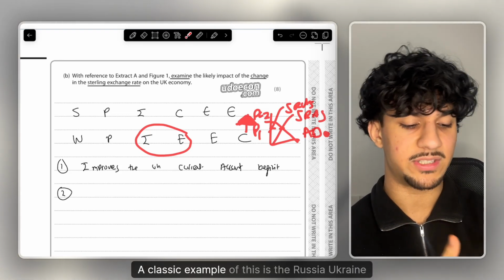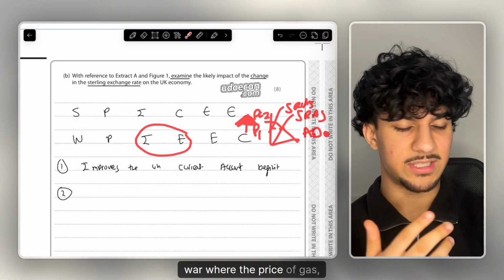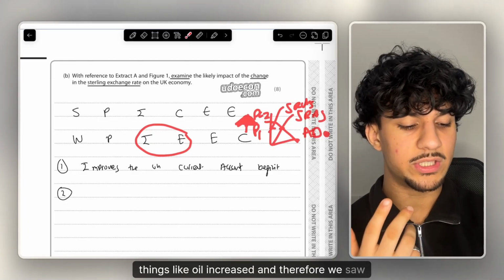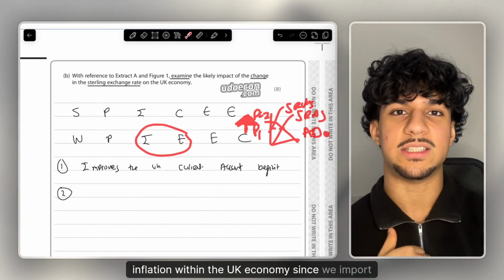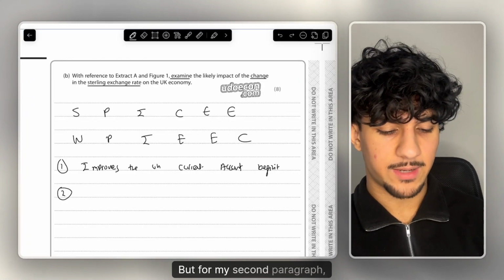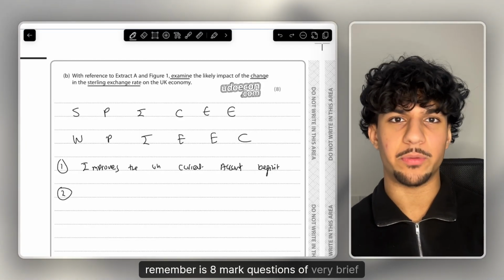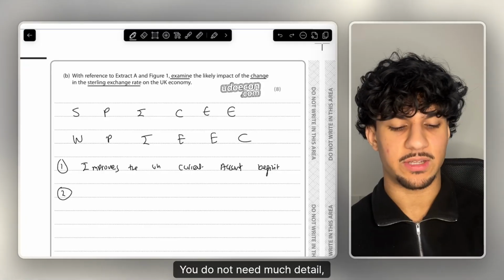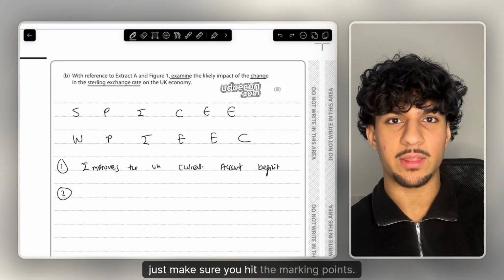A classic example of this is the Russia-Ukraine war, where the price of gas, things like oil, increased, and therefore we saw inflation within the UK economy since we import these goods. So that's definitely another paragraph you can go into, but for my second paragraph, remember, it is 8-mark questions, so very brief paragraphs. You do not need much detail, very simple chain analysis. Just make sure you're hitting the marking points.